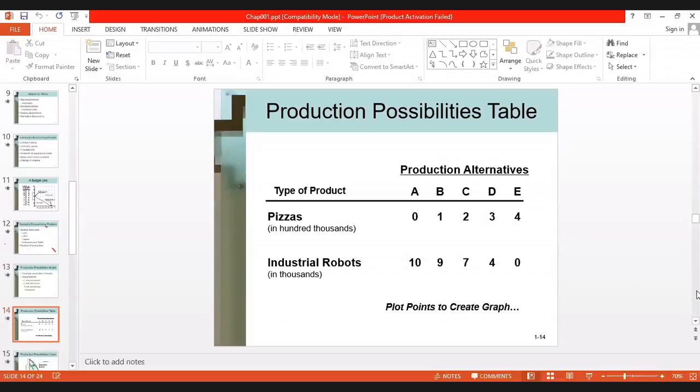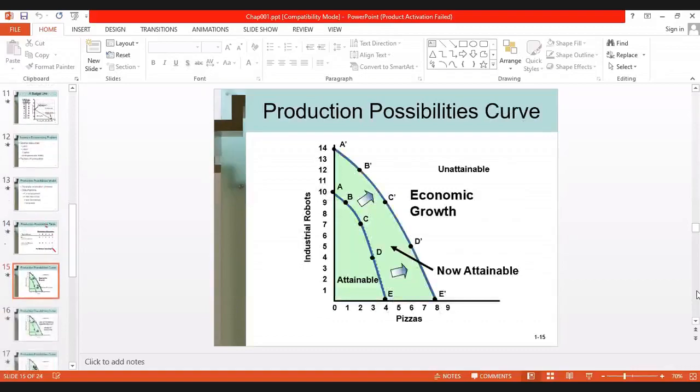If all resources are used for robo production, there is no pizza. If we produce 9 robo, then we can produce one pizza. If we produce 7 robo, we can produce 2 pizza. Like that, from the resources, we can produce this maximum combination, with all the resources fully employed. So we can show this table as a curve also, the production possibility curve.